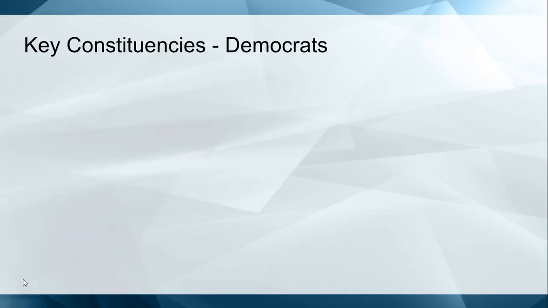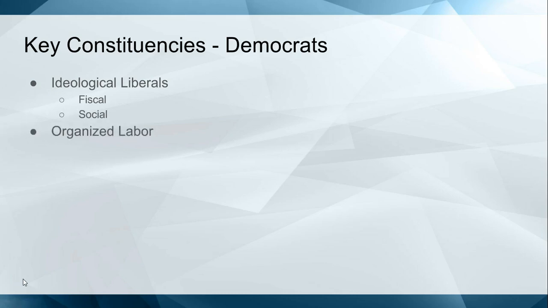Key constituencies of the Democratic Party include people that are ideologically liberal. And again, we have to draw a distinction between both fiscal and social issues. Organized labor is typically associated with the Democratic Party. People that are government workers are disproportionately aligned with the Democratic Party. And finally, most racial minorities.